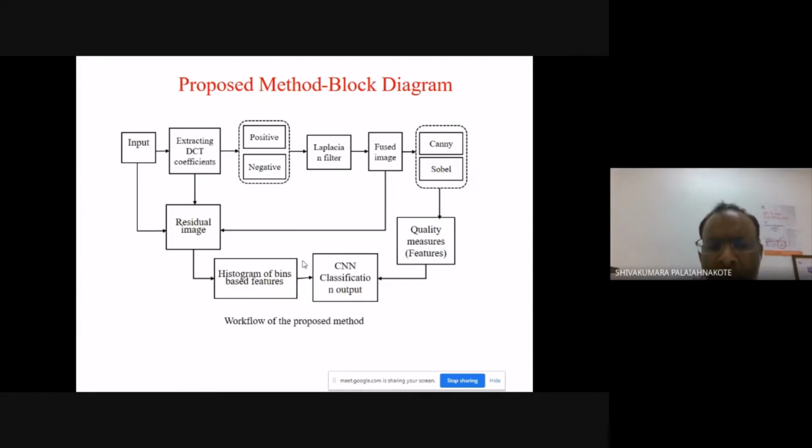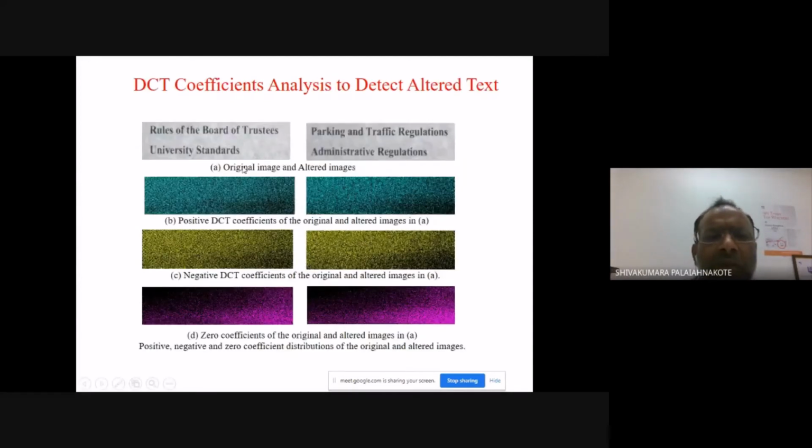Now look at this. This is the original, and this is the altered. But when you look at these two, do you notice any difference here?